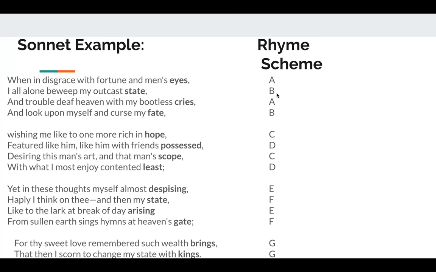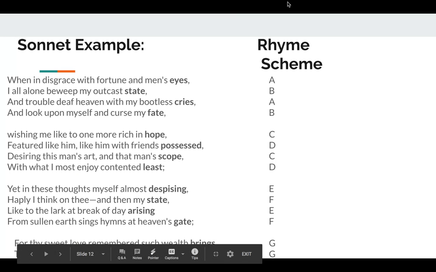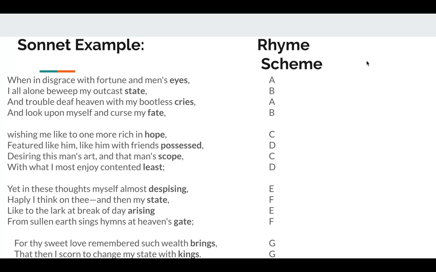I've got the rhyme scheme over here, so you can see where the quatrains shift, and you can see where the couplet happens. And let's go ahead and read this one. When in disgrace with fortune in men's eyes, I all alone beweep my outcast state, and trouble deaf heaven with my bootless cries, and look upon myself and curse my fate.